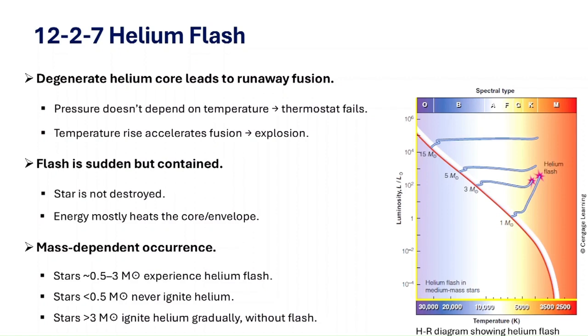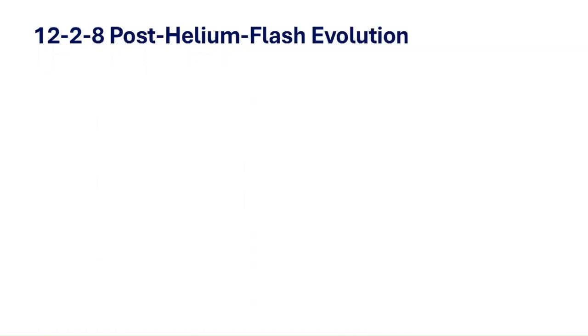Again, look at the red zero-age main sequence in the chart diagram. Here, the evolutionary tracks for 1 and 3 solar mass show the helium flash zone clearly, and stars above 3 solar mass skip this violent stage. Alright, now having seen the dramatic helium flash, let's explore what happens after the flash, when the star settles into a more controlled phase.